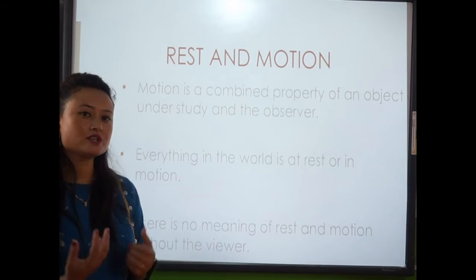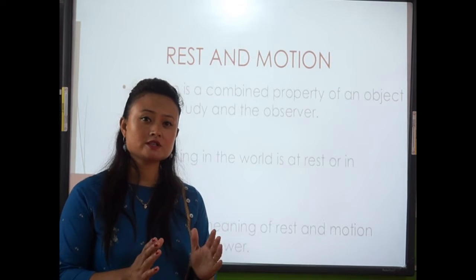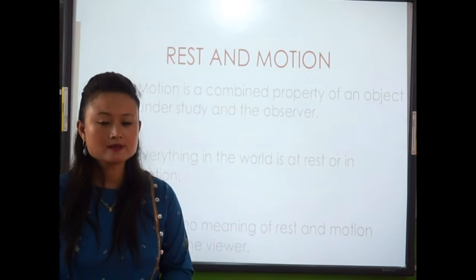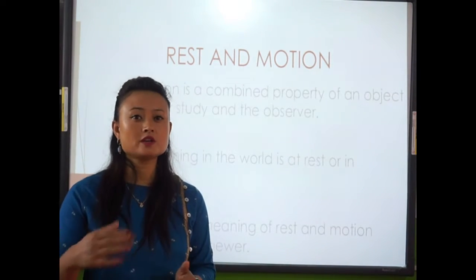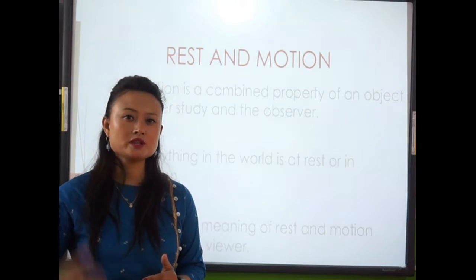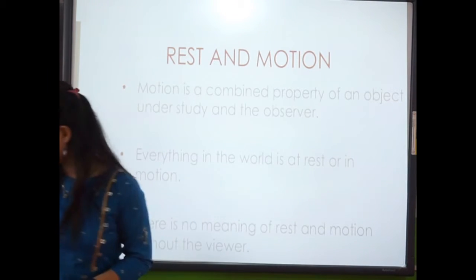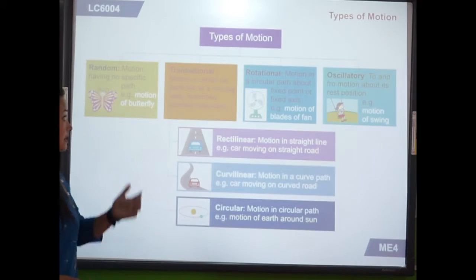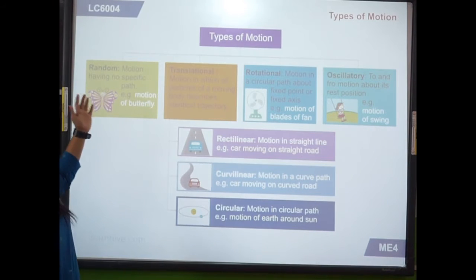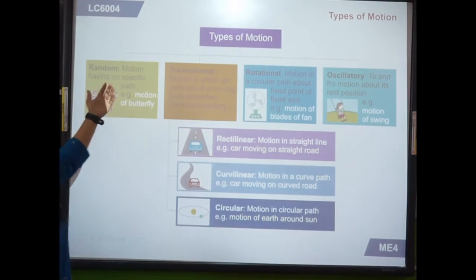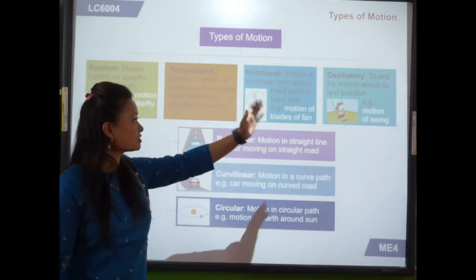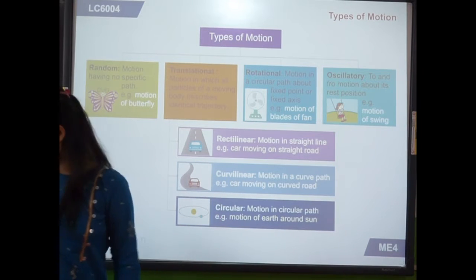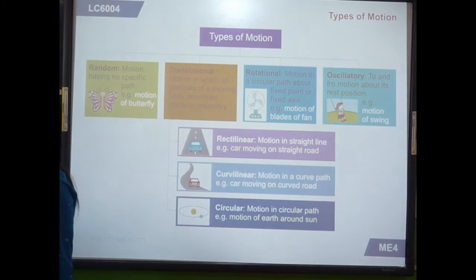So just revising, what is rest? When a body does not change its position with respect to the surrounding. And what is motion? A body is said to be in motion when it changes its position with respect to the surrounding. Then we did the different kinds of motion: random motion, translational motion, rotational motion, oscillatory motion, rectilinear motion, curvilinear motion, and circular motion. There are other motions as well, which we will be doing later.